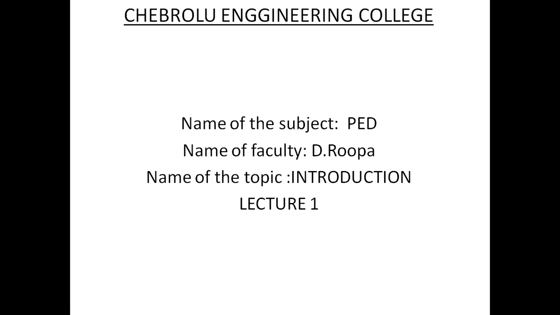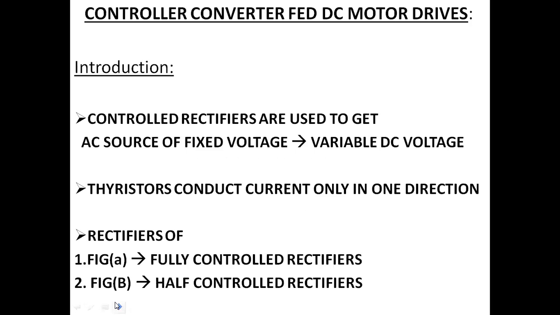So this is the introduction for the second unit, controlled converter fed DC motor drives. I have completed the introduction to a brief extent, but before going to the basics, we will go through the introduction again. These controlled rectifiers are used to get variable DC voltage from an AC source. If you have an AC source as an input of fixed voltage, we get variable DC voltage, and we can control it by using these rectifiers.